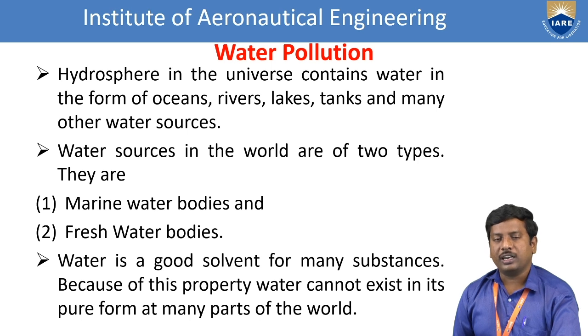Now we see the second pollution, namely water pollution. So the hydrosphere in the universe contains water in the form of oceans, rivers, lakes, tanks, and many other water sources. So water sources in the world are mainly of two types. They are marine water bodies and freshwater bodies. So water is a good solvent for many substances. Because of this property, water cannot exist in its pure form in many parts of the world.